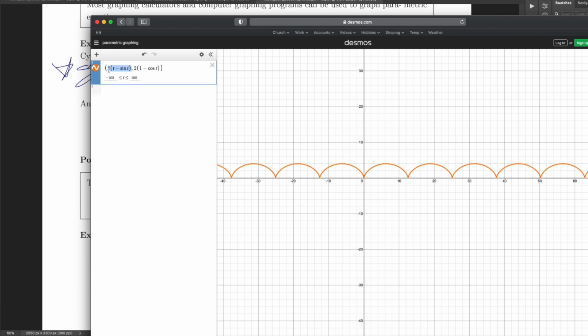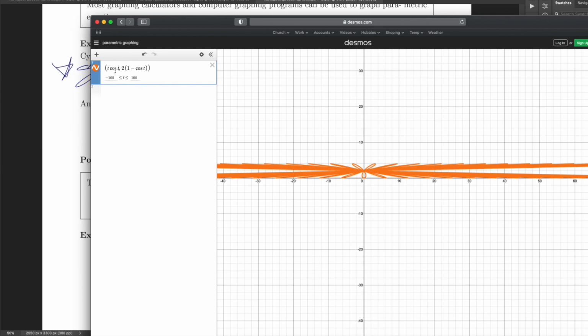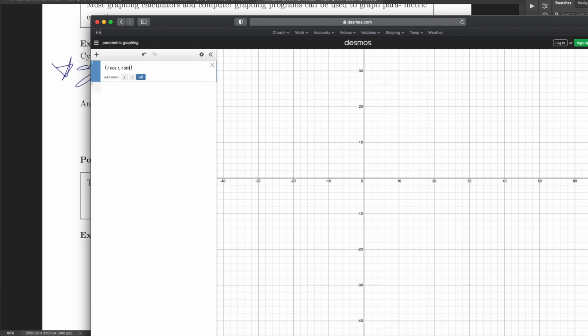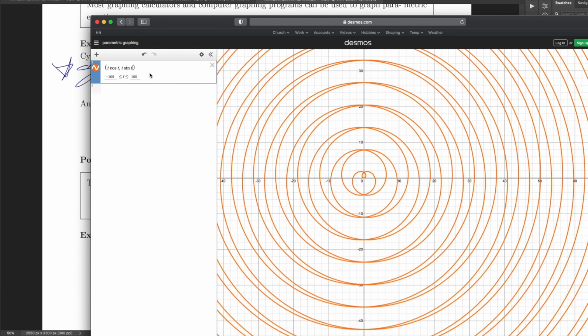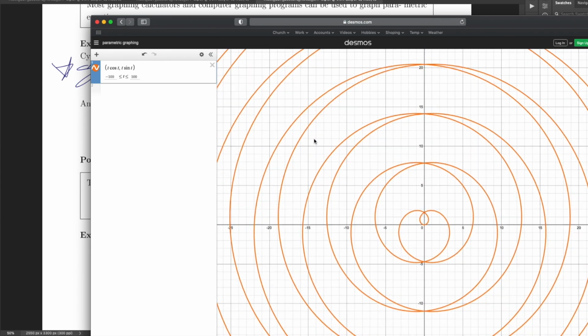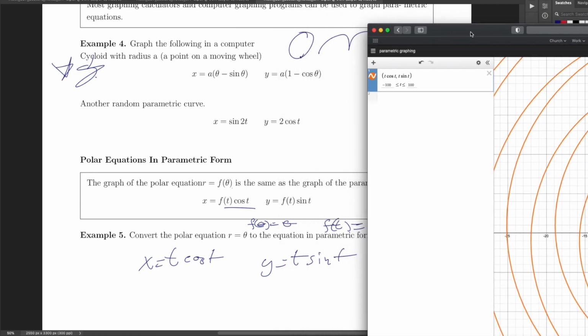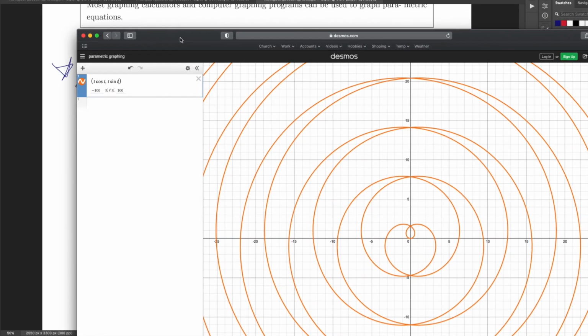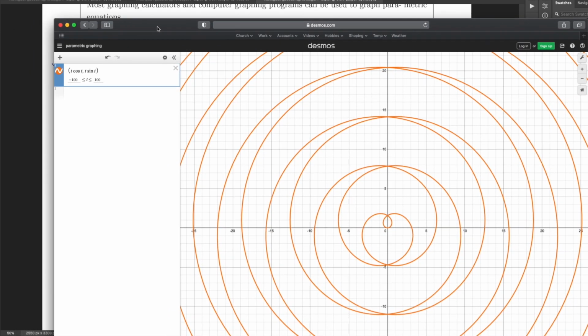Alright, so here, we'll just type this in as t cosine t, and then, yeah, that looks mighty interesting, doesn't it? And then we'll have t sine of t. Alright, so here we get spirals. And so here we get this very interesting thing. So it's not quite a spiral, but it's certainly an interesting graph to say the least.